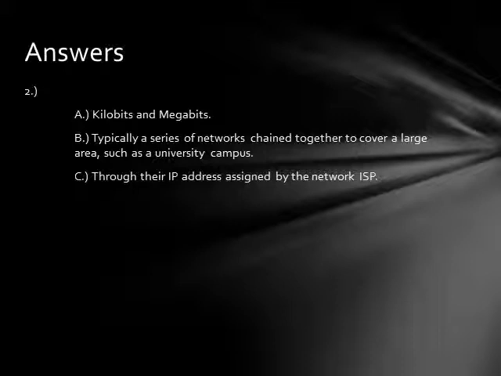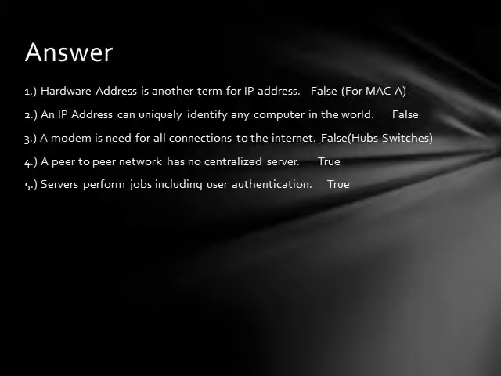And then, how are computers on a network identified for the third part? Through their IP address assigned by the internet service provider. The IP address is the numerical address that's assigned to each computer when it enters the network, and it can change, as with dynamic IP addresses, and that coding of the IP address is used to identify each machine on the network.